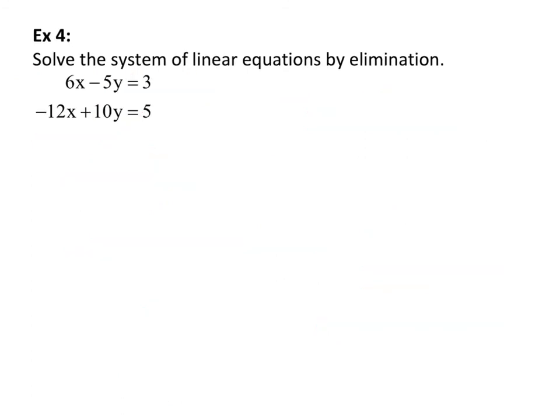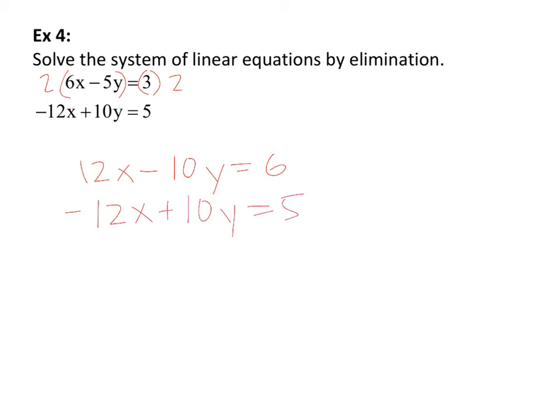All right, here the equations are already in standard form. I simply multiply the top equation by 2 to cancel out the x's. So I end up with 12x minus 10y is equal to 6, and keeping the second equation the same.